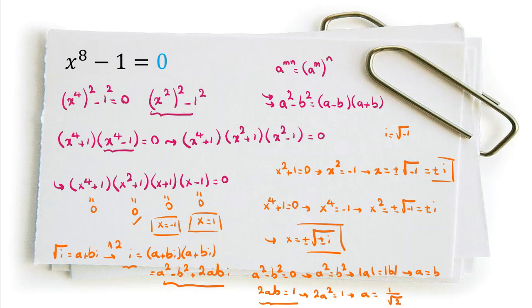Or minus 1 over root 2. Also b will be 1 over root 2. Should consider minus and plus of them. Because if you consider polar form, you will reach this. So you can say instead of square root of i, you can say it's 1 over root 2 plus i over root 2.